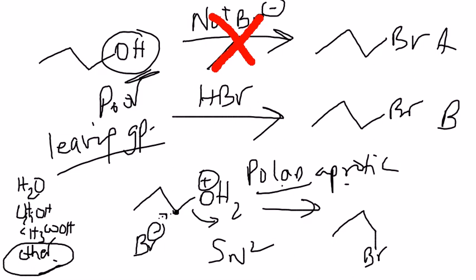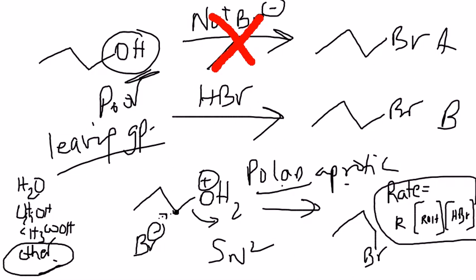The attack has to be a backside attack. It will go through an inversion of stereochemistry. If this was a chiral center, that means R is going to get converted to S, and S to R. If you are to comment on the rate law, it's going to look like rate is equal to k times the concentration of the alcohol. I'm just going to write that as ROH times HBr, because that is where your nucleophile is. So that's going to be your rate law. It's going to be dependent on both of those reagents.